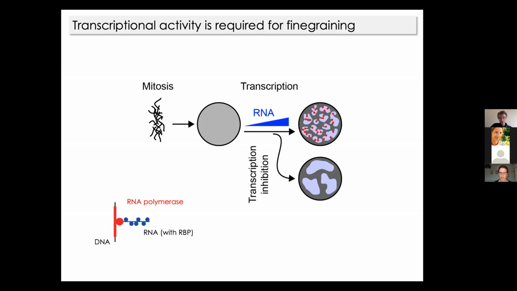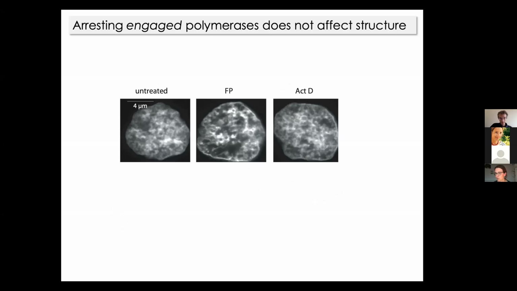Oh yeah, this was a nice drawing of the amphiphile. So RNA polymerase 2, which binds to DNA and produces the RNA. Okay. So when we use this inhibitor, which doesn't throw off the polymerase, but stalls the polymerase on the DNA, we don't see this coarsening of the structure that we did see with that other inhibitor.